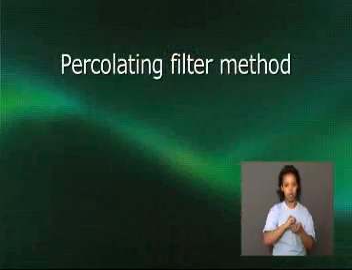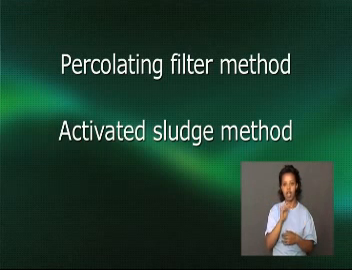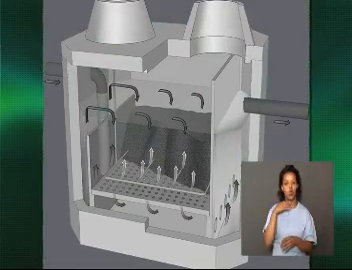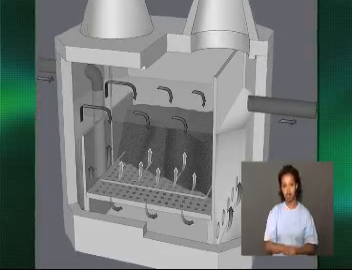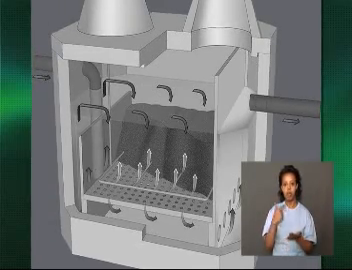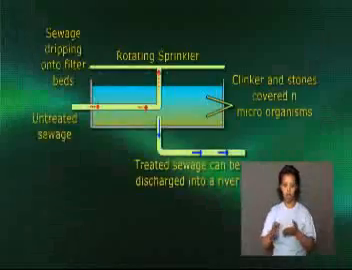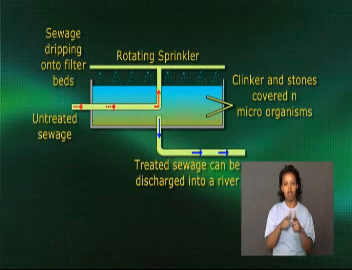There are two main methods of using microorganisms to manage sewage treatment: the percolating filter method and the activated sludge method. We will look at both methods, beginning with the percolating filter method. The percolating filter method is a relatively simple and inexpensive method. It is an aerobic application in which the sewage is distributed by a revolving sprinkler suspended over a bed of filtration material. In this method, sewage is strained to remove large pieces of debris.